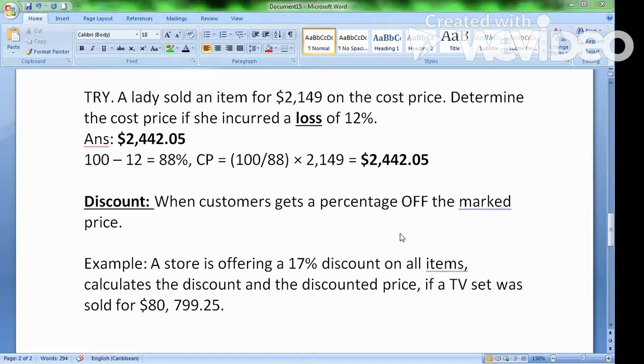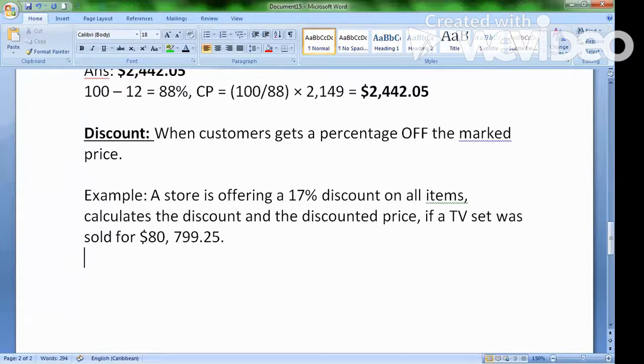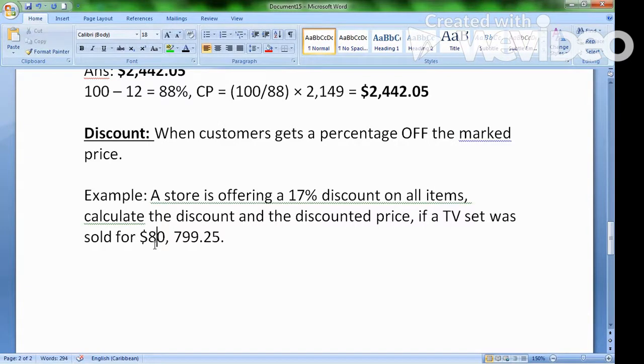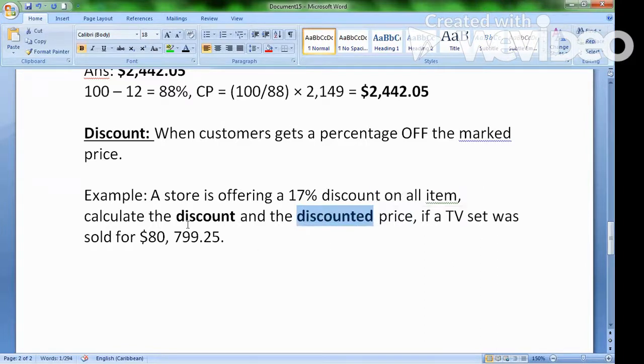All right. Sorry about that. You notice this question is asking us two things. It says calculate the discount and the what? The discounted what? Price. So what do you think the discount is?